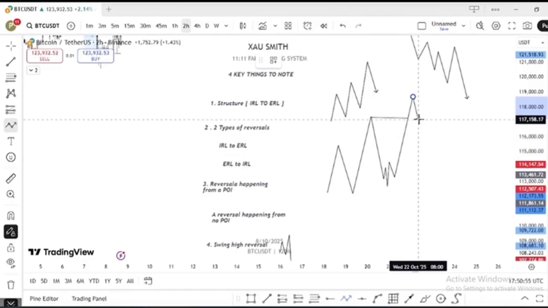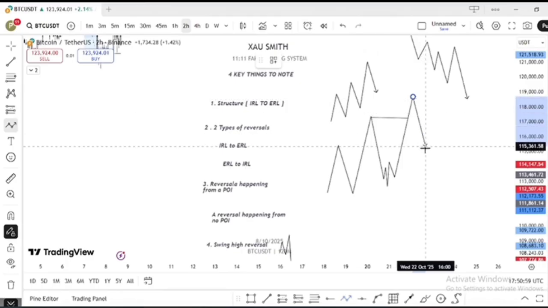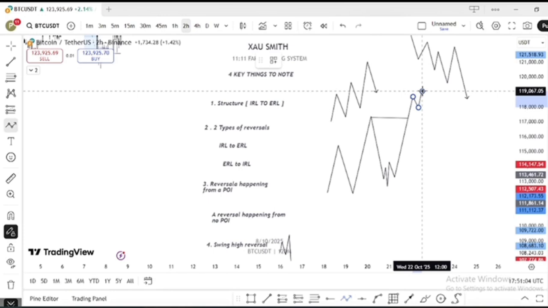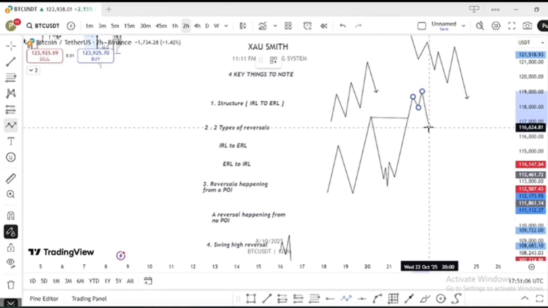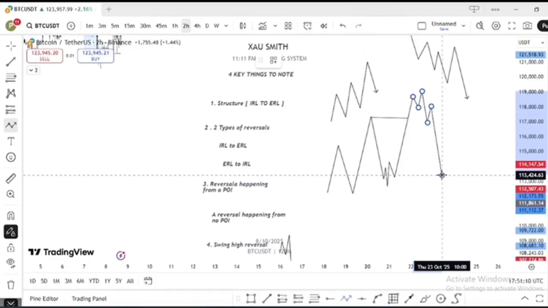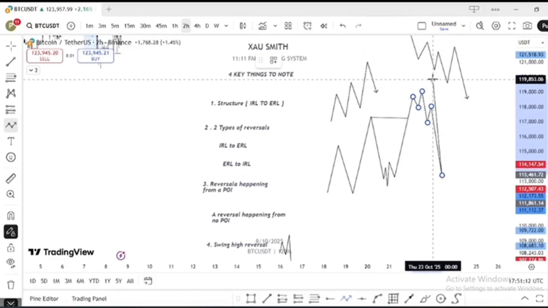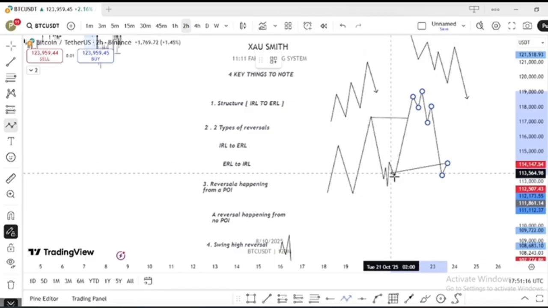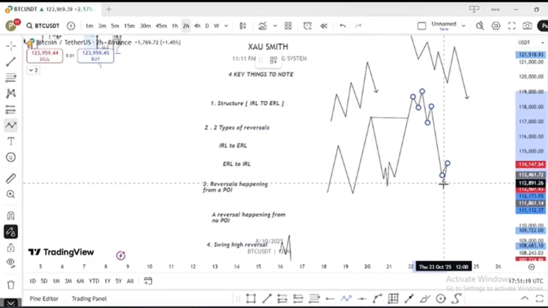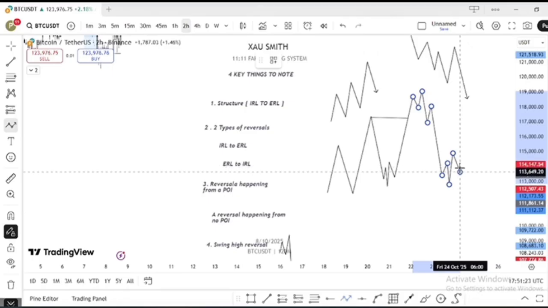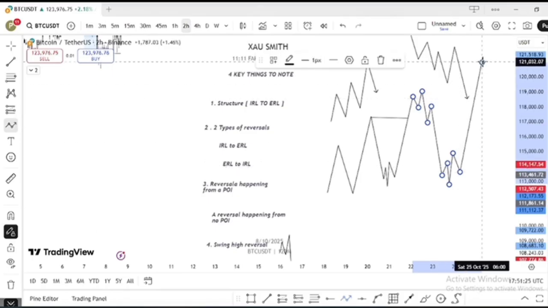So in this case, let me just assume here, you see the market doing something like this, creating a swing high, then giving us a market structure shift, then now back to your internal range liquidity. So that is external range liquidity to internal range liquidity, and again it will repeat the cycle it just did here. From internal range liquidity, it will move back to an external range liquidity. And this is how the market moves.